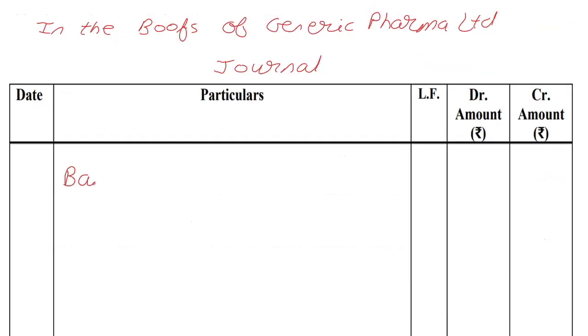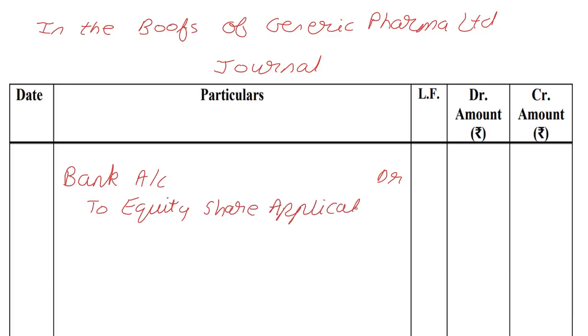Bank account debit to equity share application and allotment account. If it goes into the next line, it's fine. Let it go to the next line. 4 per share into 4 lakh shares is 16 lakhs. Here also 16 lakhs, being application money received.